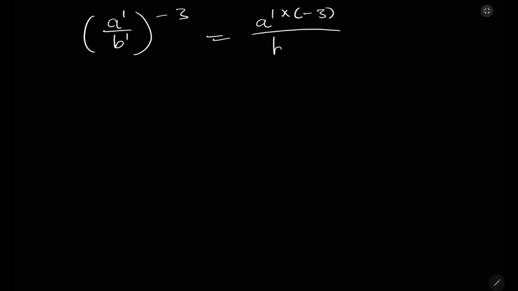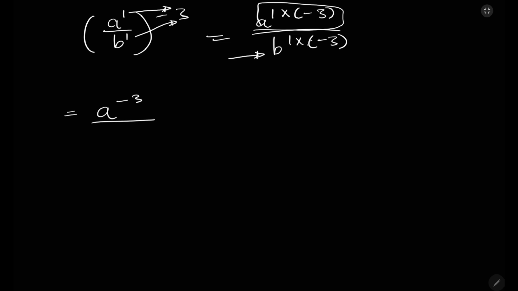Let's try another example. Let's do a over b to the power negative 3. How do we solve this again? We'll say a, this is basically a to the power 1 and b to the power 1. So we'll say a to the power 1 times negative 3 over b to the power 1 times negative 3. This is this times that, this times that, okay? So we start in the numerator, we have a. What is 1 times negative 3? It's negative 3. We go to the denominator, we have b, 1 times negative 3. What is 1 times negative 3? It's negative 3. So this will be b to the power negative 3.